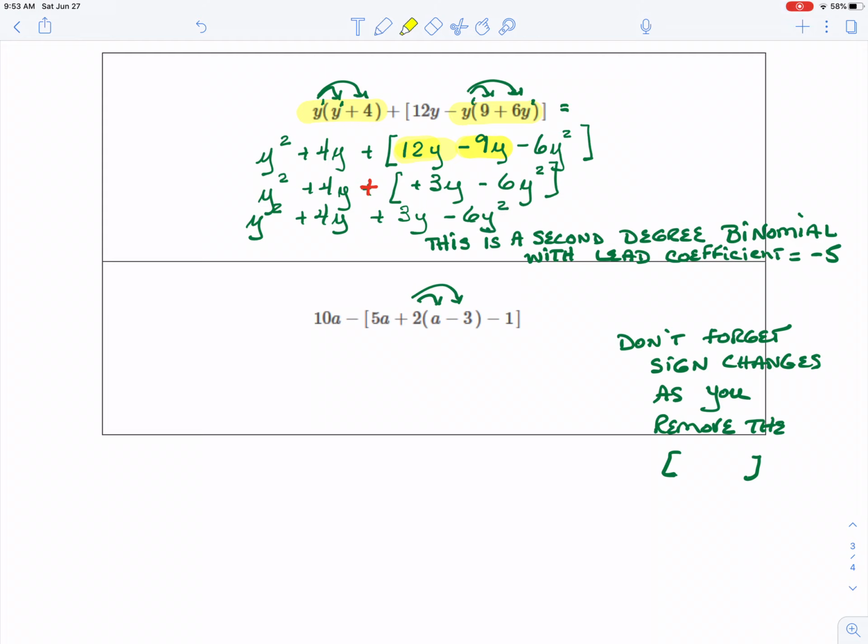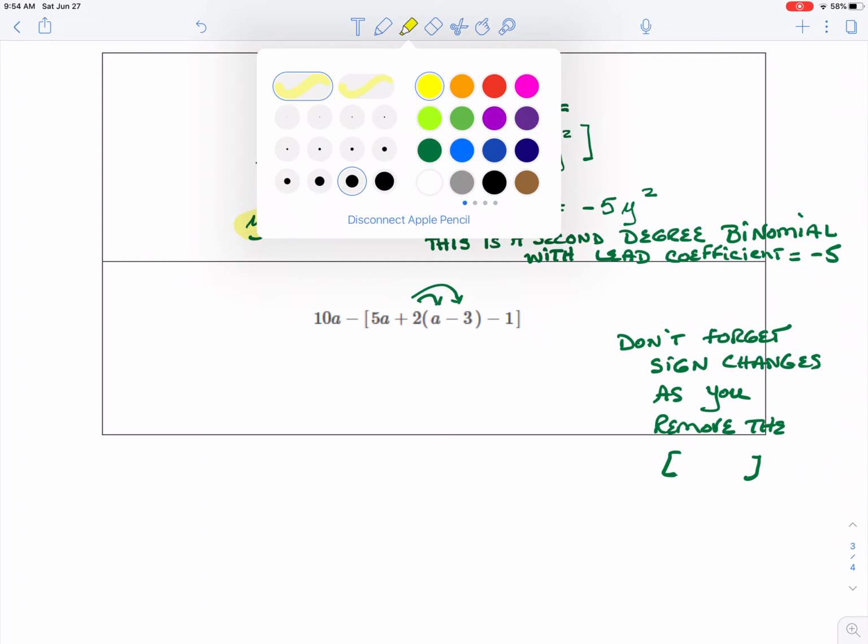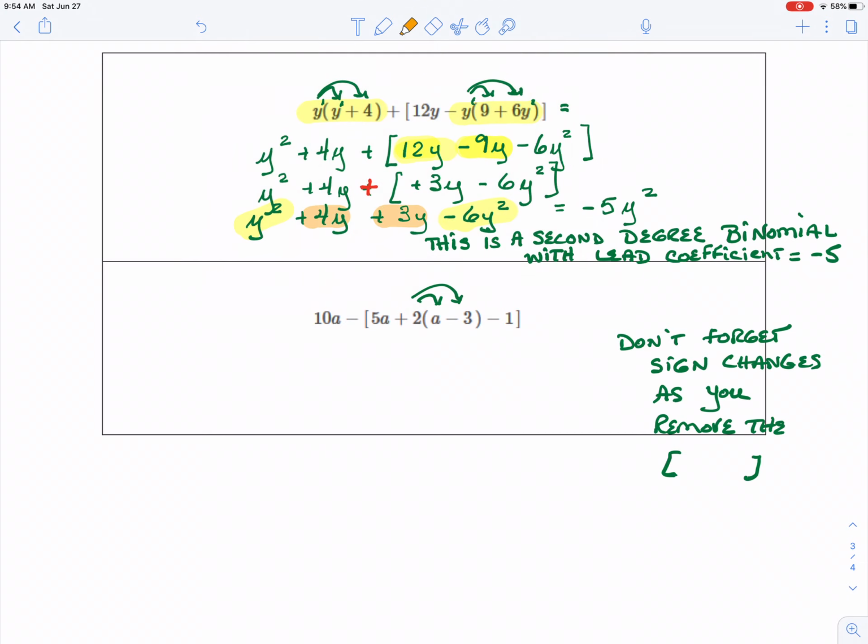All right, so I'm noticing, let's see, here's a y squared and a negative 6y squared. Let me squeeze this in here. This is going to become a negative 5y squared. And then when I come in here and combine the positive 4y with the positive 3y, those two are alike, I end up with a positive 7y. So we end up here with a second degree binomial, again, bi meaning two terms, with a lead coefficient that is negative 5.